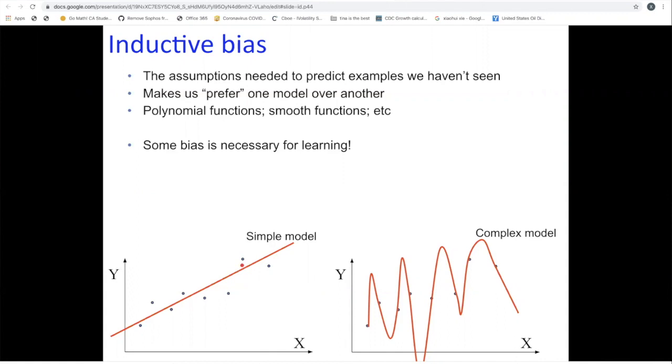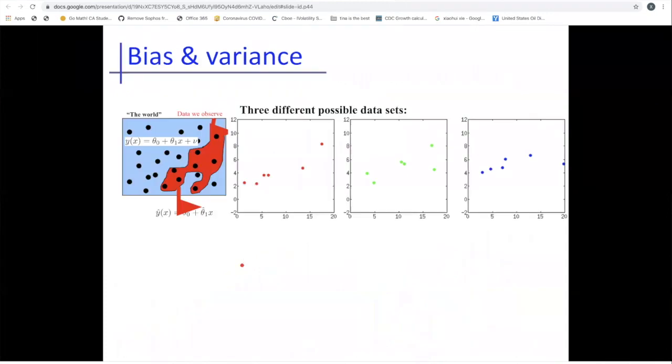Even for deep learning models, you always have some bias in your deep learning models as well, right? So some bias is always necessary for learning. The question is, what type of bias should I put into that? In this kind of discussion, we can think about it.